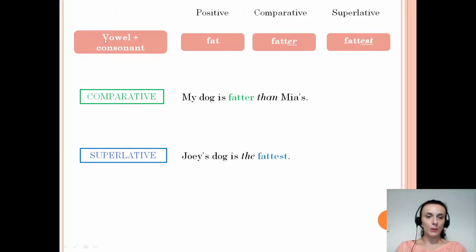Next rule was for adjectives ending on a vowel plus consonant. Let's remember, we are doubling the last consonant and then we add the ending er and est for forming the comparative and superlative forms of the adjective. Let's go through sentence examples. Comparative. My dog is fatter than Mia's. Superlative example. Joey's dog is the fattest.